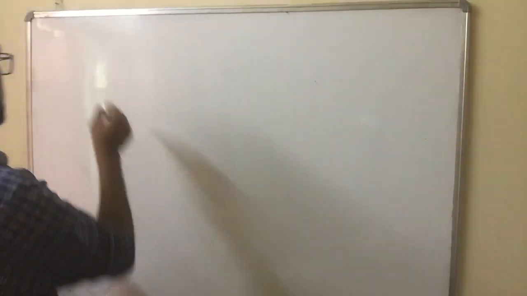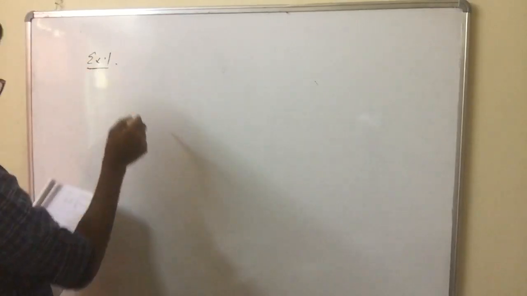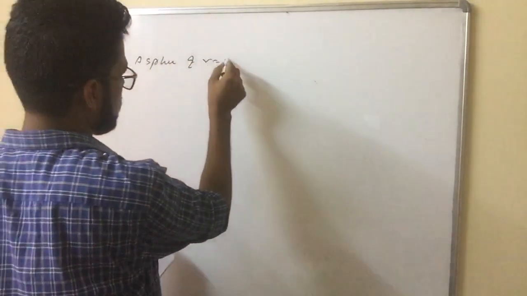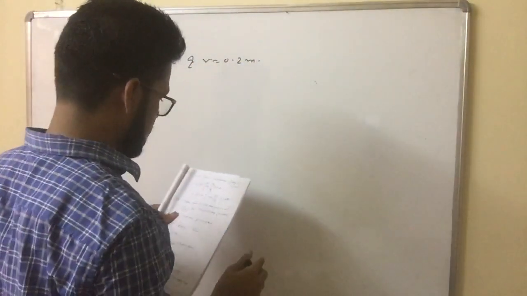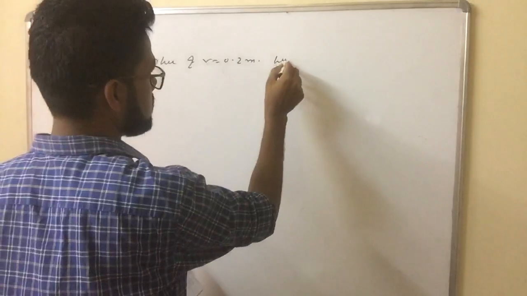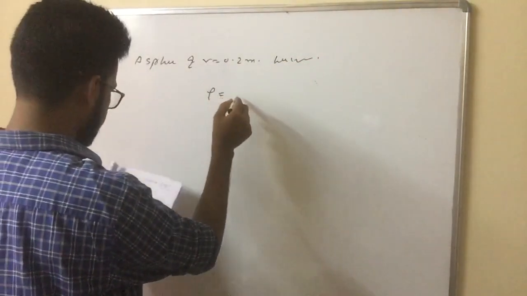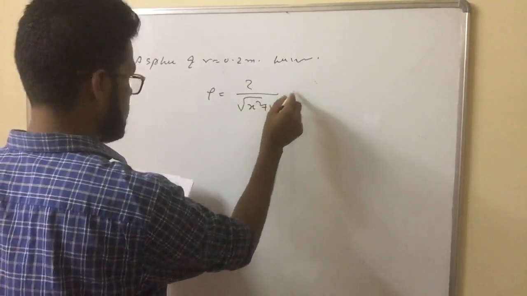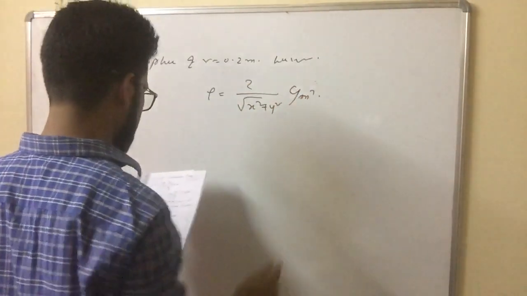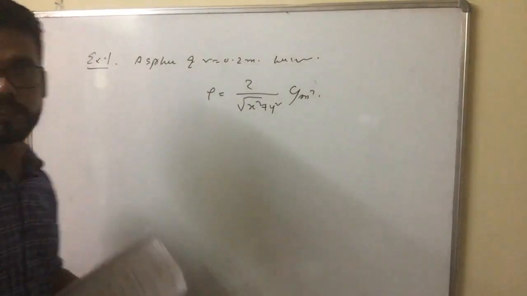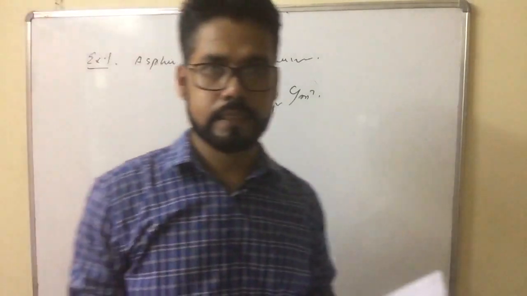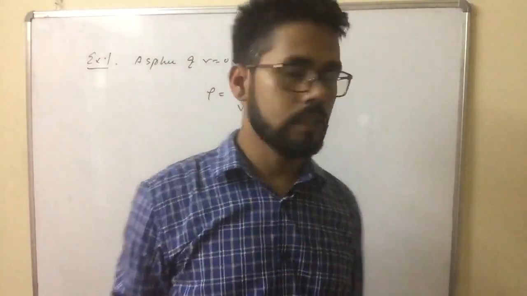Read the question. A sphere of radius 0.2 meter. This question comes in the exam also. A sphere of radius r equals 0.2 m has charge density rho equal to 2 by the square root of x squared plus y squared, in C per meter cube. Find the total charge. Now, since it is a sphere, there will not be x, y, z axes; it will have r, theta, phi. We have to convert.